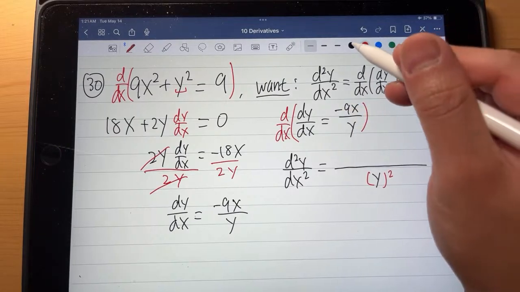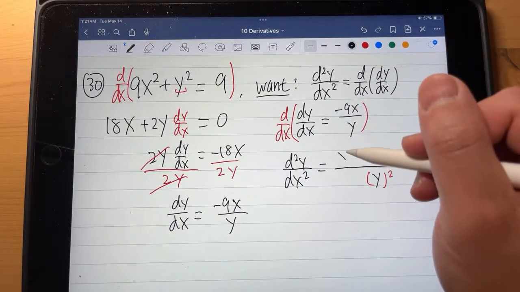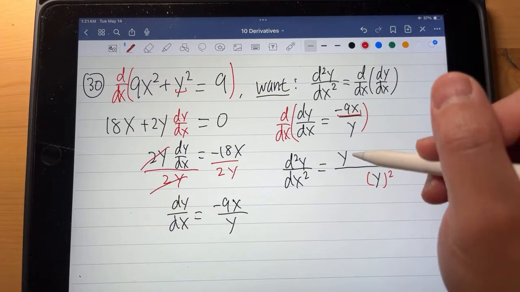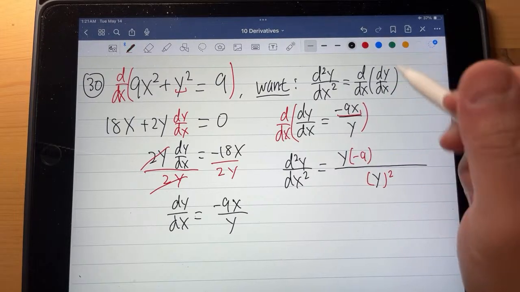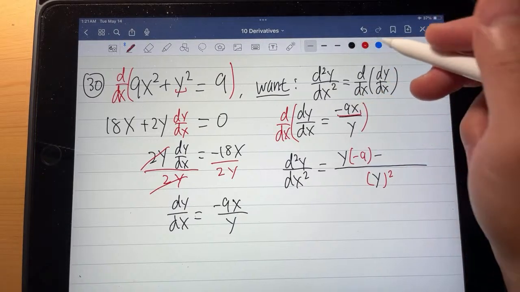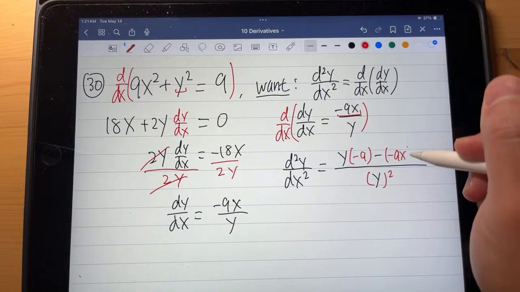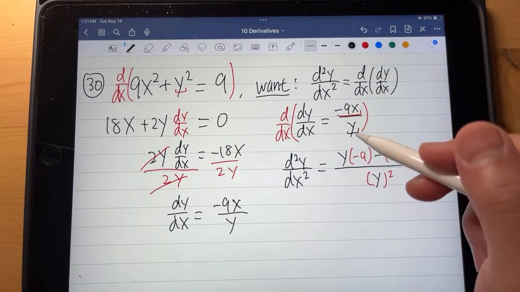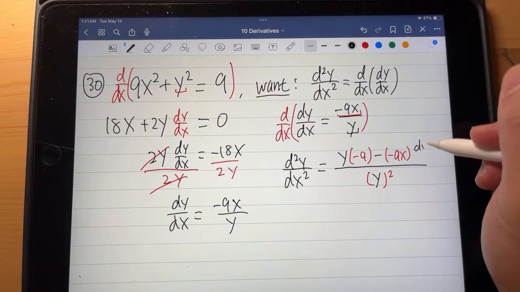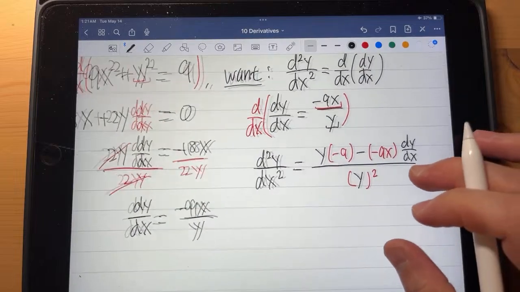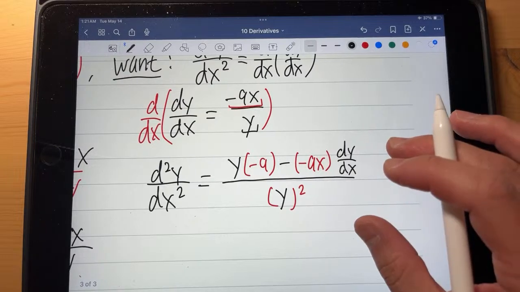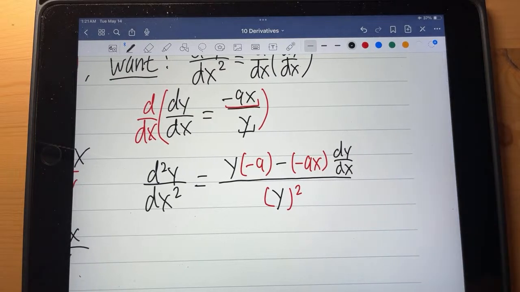And then I'm going to bring up the bottom function here and multiply by the derivative of the top. Derivative of negative 9x is negative 9. And then remember, we are going to subtract the top function, which is negative 9x, and then multiply by the derivative of the bottom. Derivative of y is precisely dy/dx. So this right here is because of the quotient rule. So have a look carefully.